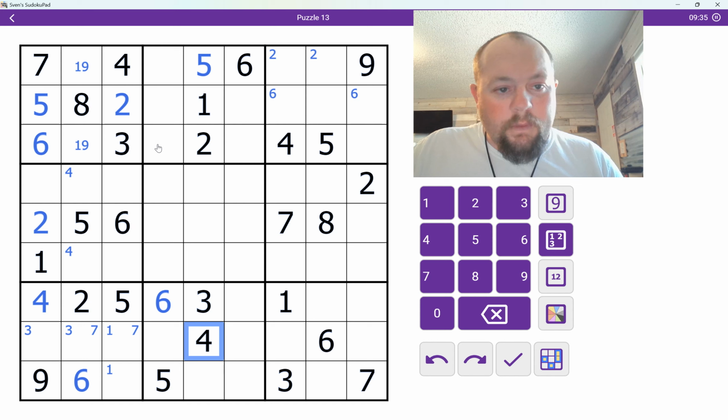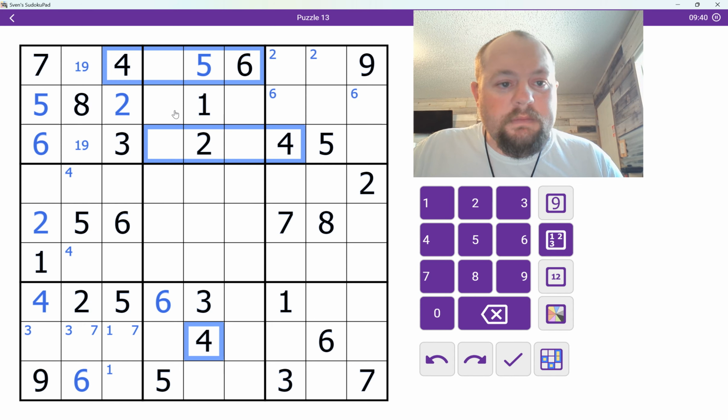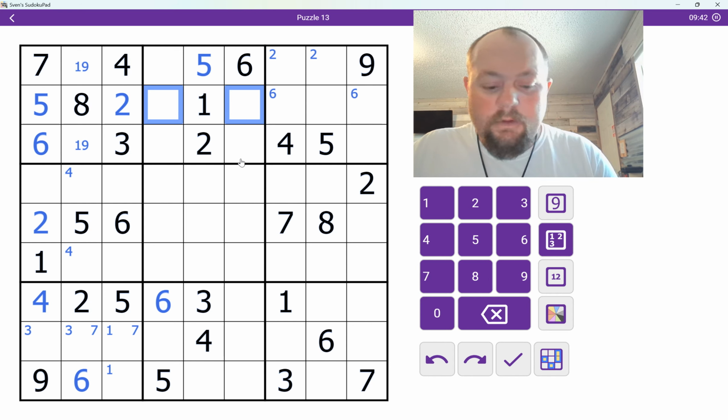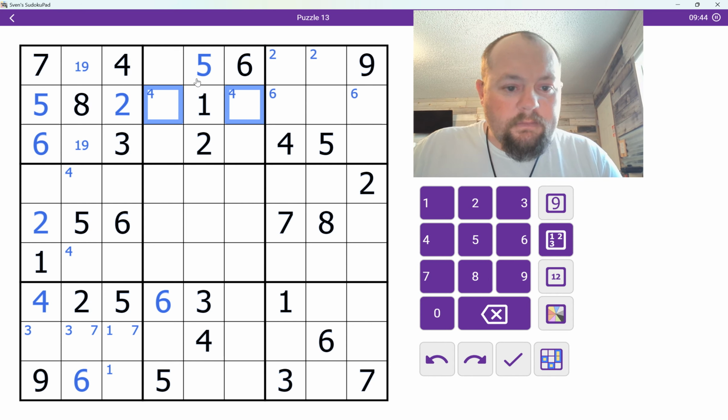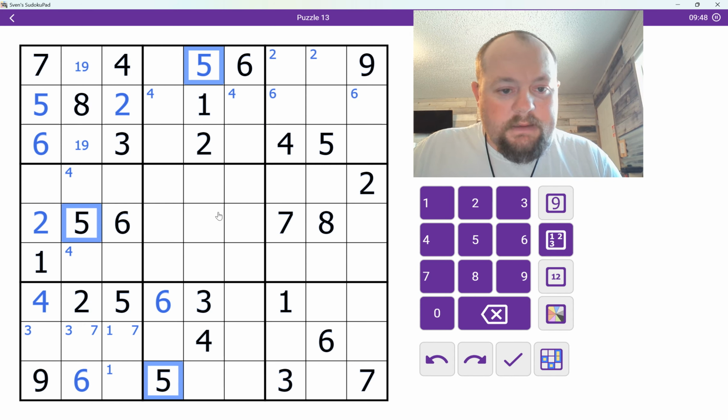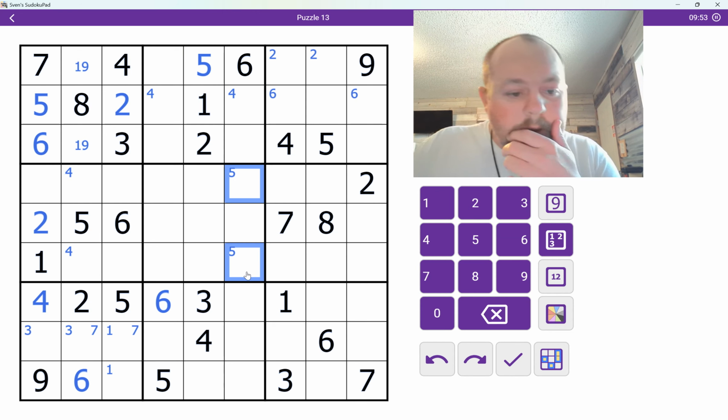Well, actually, the 4 we can pencil mark. This 4, this 4, and that 4. Look in the box here, kind of gives us a pencil mark 4. 5s. Okay, we can pencil mark 5s. That guy, and that guy. See into box 5. So there's 2 spots for that 5.